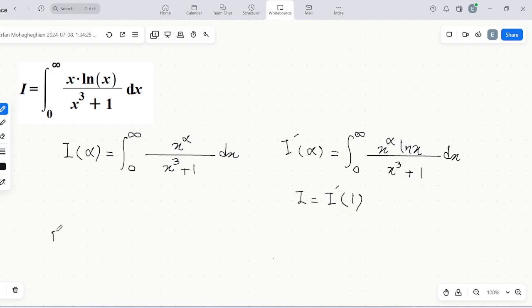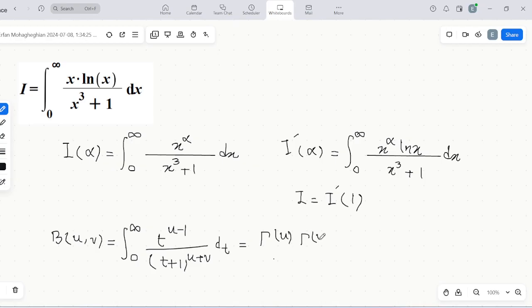The representation of the beta function that I'm going to use is beta as a function of the parameters u comma v as the integral from 0 to infinity of t raised to the u minus 1 divided by t plus 1 raised to the u plus v, integrated with respect to t. And we know that the beta function is defined as gamma of u multiplied by gamma of v divided by gamma of the summation of u and v.